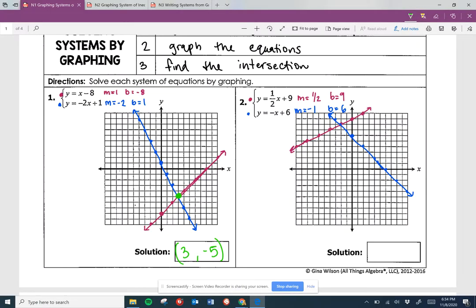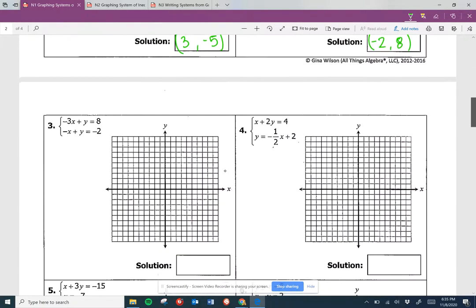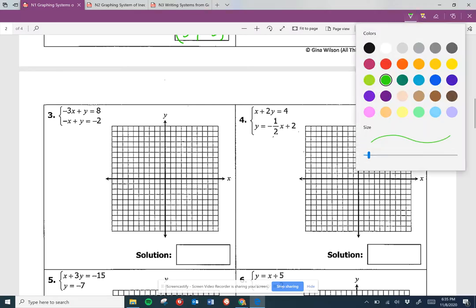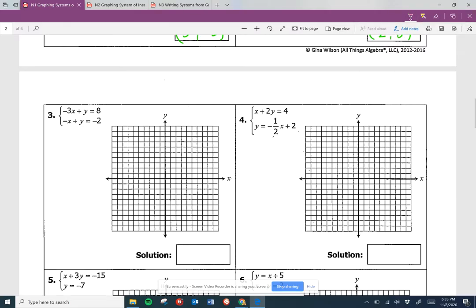Great, let's see a few more examples. Sometimes you are going to have to get y by itself. Sometimes it's not going to already be solved. So let's look at this first one on number 3. We have -3x plus y equals 8. We need to add 3x to both sides. That gives us y equals 3x plus 8. So that graph has a slope of 3 and a b value of 8.